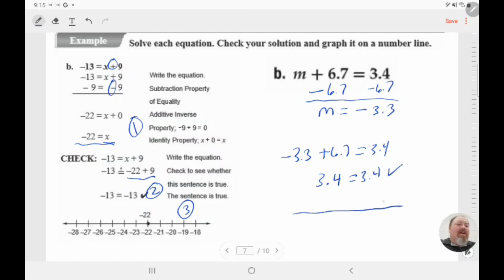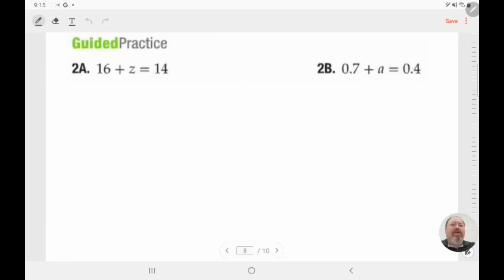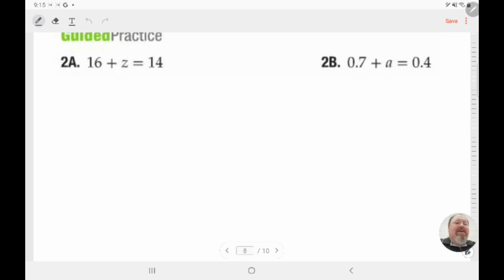And then on a number line, I can go negative 3.0, negative 3.1, negative 3.2, negative 3.3, negative 3.4, and it would go here above 3.3. Okay? All right. So you try these two, then come back and see how you did.